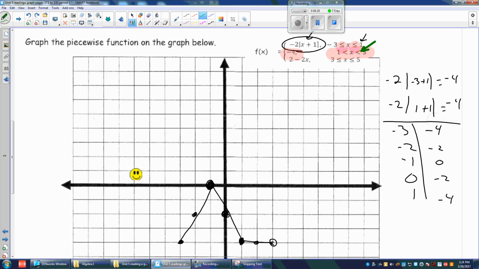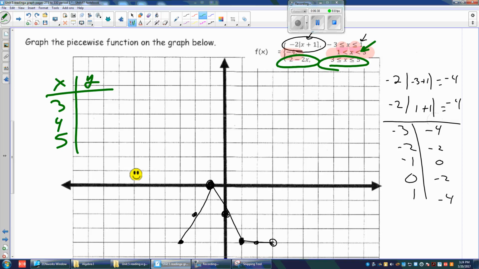Now, we're going to do this equation from 3 to 5. So I'm going to make a table from 3, 4, and 5. I'm going to plug that equation into my graphing calculator and look at the table. Now I have to just look at the table from 3 to 5. So that's why 3 is -4, 4 is -6, and 5 is -8. Don't look at any other part of the table.